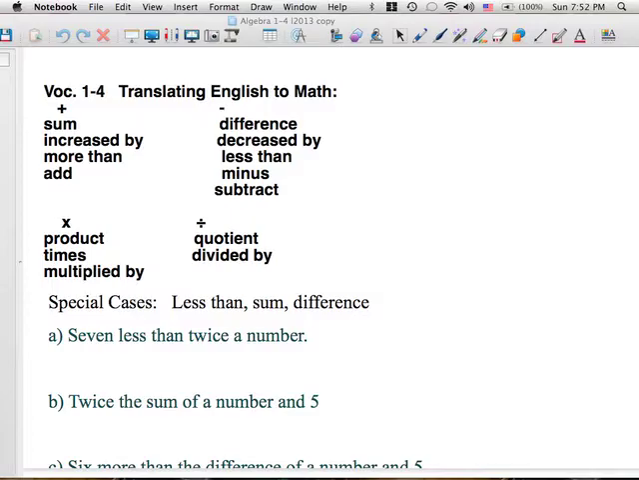For sum, addition, we have sum, increase by, more than, add. For minus sign, we have the difference, decrease by, less than, minus, subtract. They all mean to subtract.